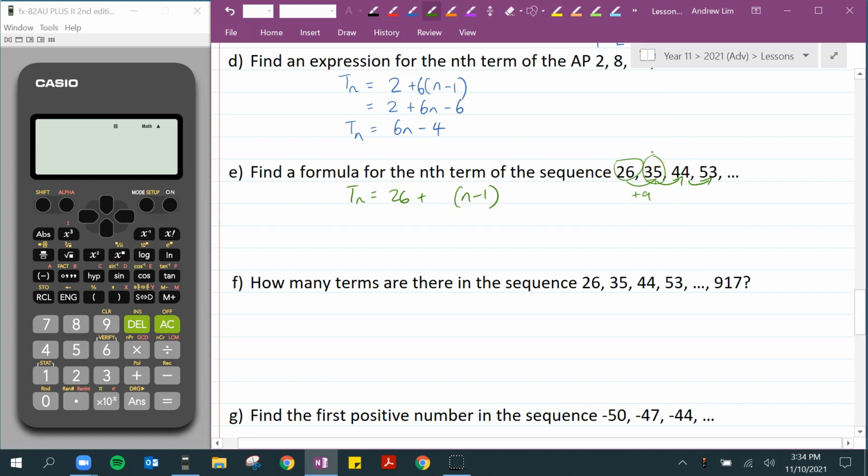I'm going to put it at the front. So that's 26 plus 9n minus 9, or 9n and 26 minus 9, that's equal to 17.